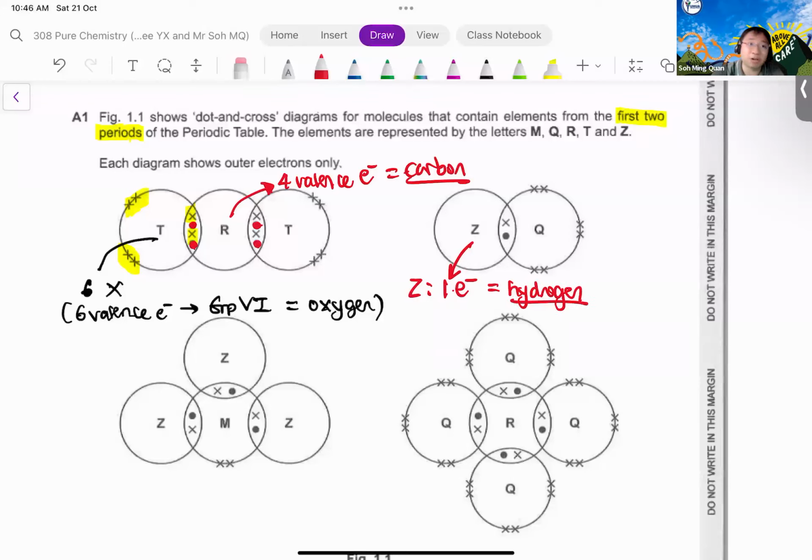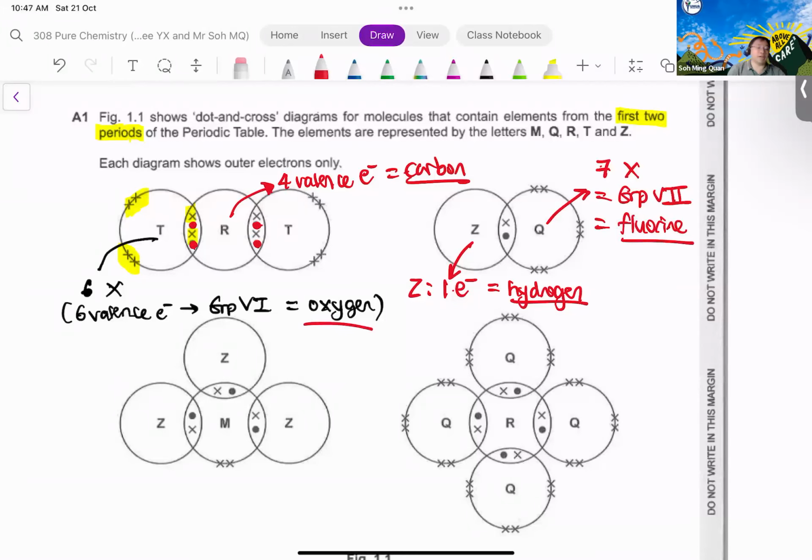Z only has 1 electron, right? Can't be lithium, can't be group 1 because it's covalent bonding. Lithium doesn't form covalent bonds. It's a metal. Metals don't form covalent bonds. Finally, Q. Q has 7 crosses, meaning group 7. Meaning fluorine.